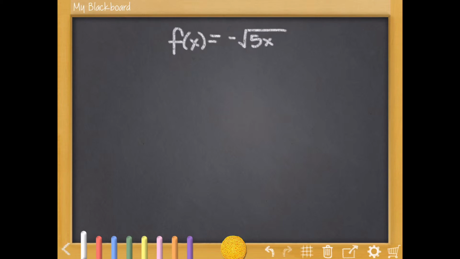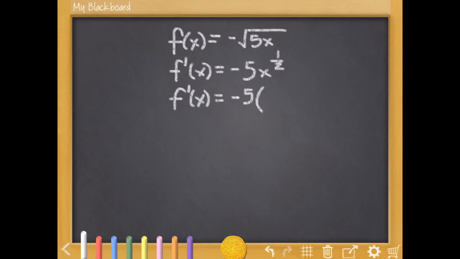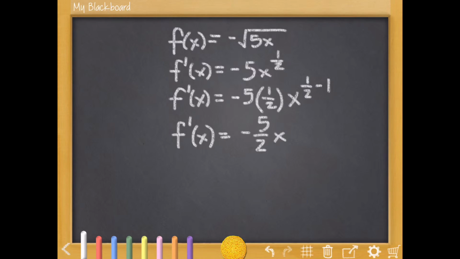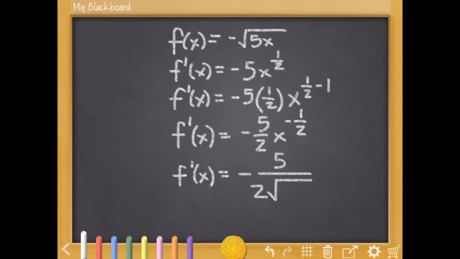And for the last example, we have negative square root of 5x. So it becomes f of x is equal to negative 5x raised to 1/2. Next, we're going to multiply the constant by the exponent. It becomes negative 5 times 1/2 x, and the exponent 1/2 subtracted by 1. Next, negative 5 times 1/2 becomes negative 5/2 x, and 1/2 minus 1 becomes negative 1/2. For the final step, we're going to change it into its radical form. It becomes negative 5 over 2 square root of x.